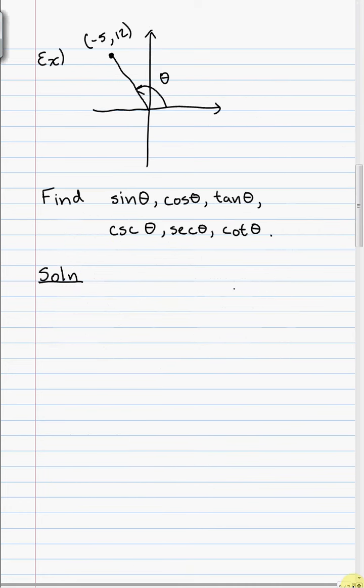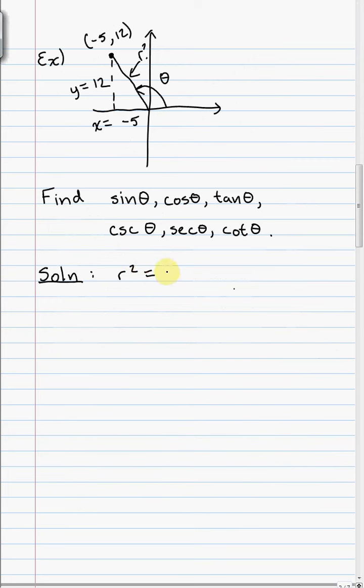All right, so given this angle theta, which has, again, initial side over here on the positive x-axis, and terminal side ends over here at negative 5, 12, let's find the 6 different trig functions. So if we draw this down, we know that now x is equal to negative 5, and y is equal to 12, but we still need to figure out what r is. So again, we know y is 12, x is equal to negative 5, and r. What's that?